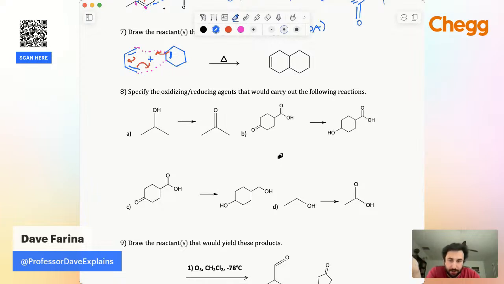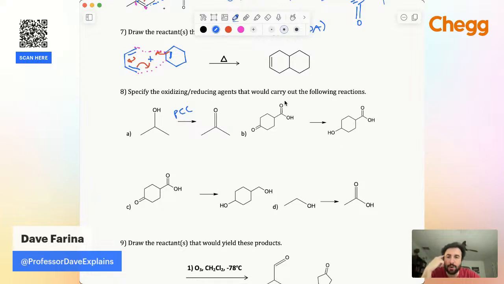So which oxidizing agent would we use? We could use a multitude. We could use most of the possible oxidizing agents. Let's just go ahead and put PCC. That's going to be fine. You can also use a stronger one because we're not going to be able to get a carboxylic acid. It's going to be a ketone no matter what.